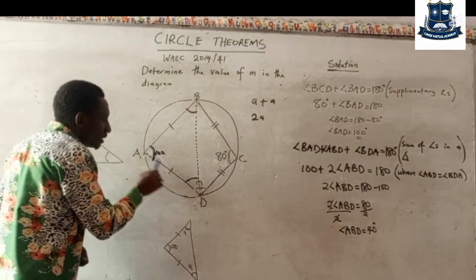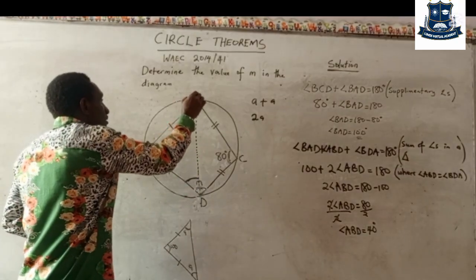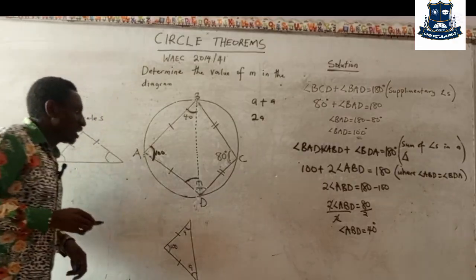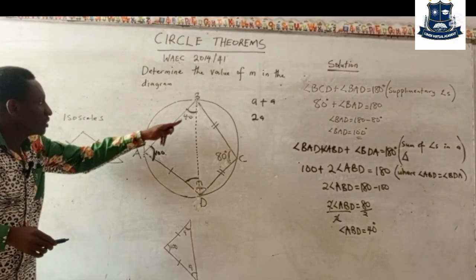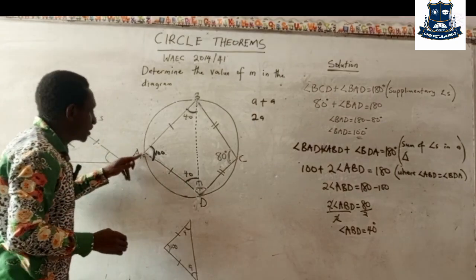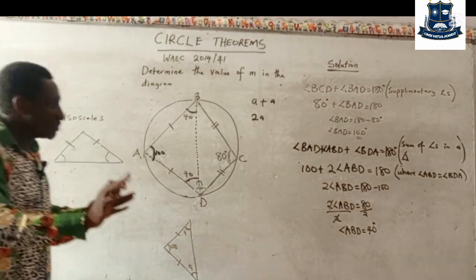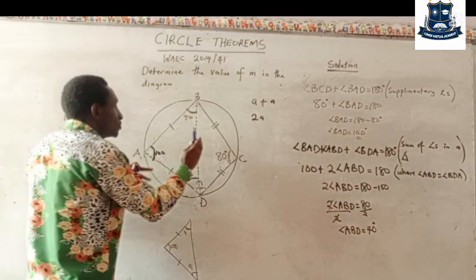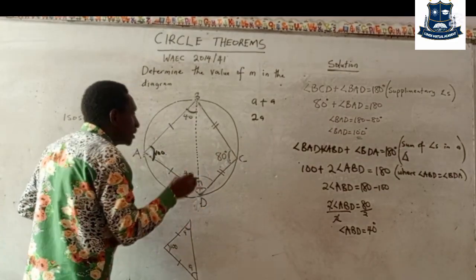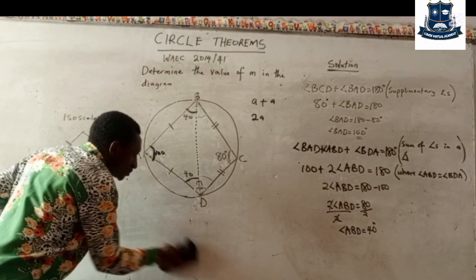ABD is 40, so that means here is 40. Now remember, because this is an isosceles triangle, if here is 40, it means here is 40. So if here is 40, that means ADB is also 40. So keep that aside. Now I'm going to go to the other isosceles triangle and do the same thing so I can know what here is and also what here is.